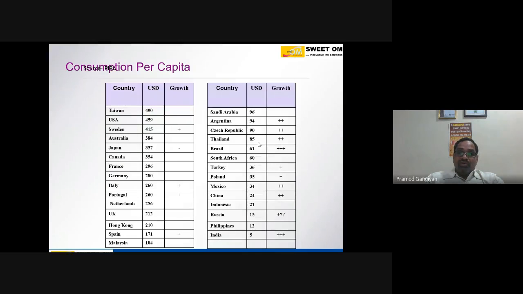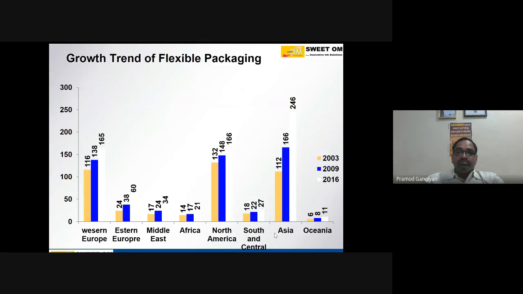If we talk about India, we are just using 5 US dollars of packaging material per capita. So the growth potential is very high. You can see over here, the growth potential is very high. This is again growth potential you can see.